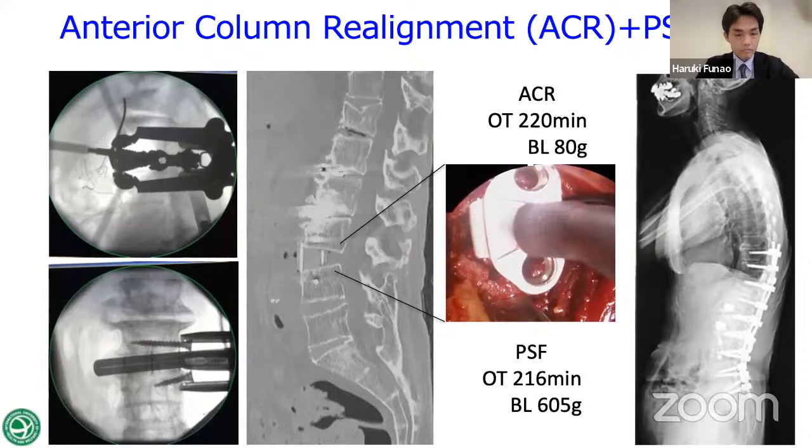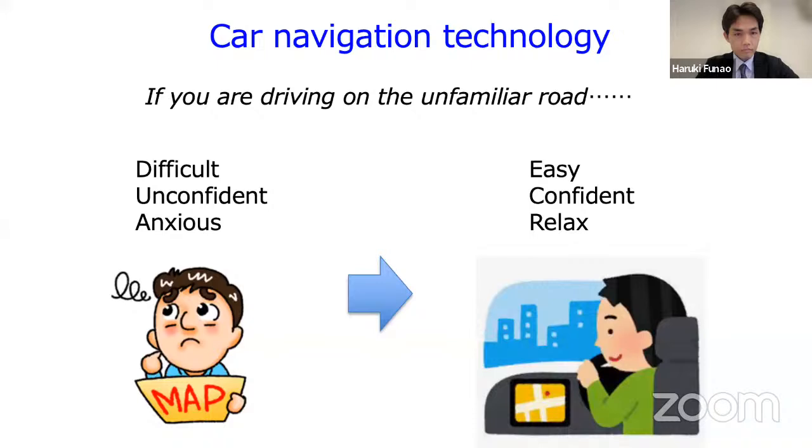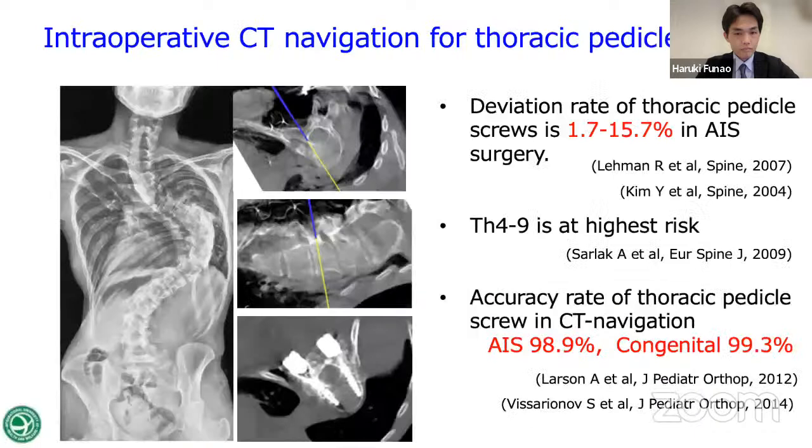Car navigation technology was introduced in the 1980s, and it is very common nowadays. If you are driving on an unfamiliar road, you will be unconfident and anxious. But if you use a car navigation system, you will become more confident and can be relaxed. CT navigation is particularly useful in spinal deformity surgery. Deviation rate of thoracic pedicle screws by freehand is reported up to 15% in AIS surgery. In contrast, accuracy rate is almost 99% using CT navigation.